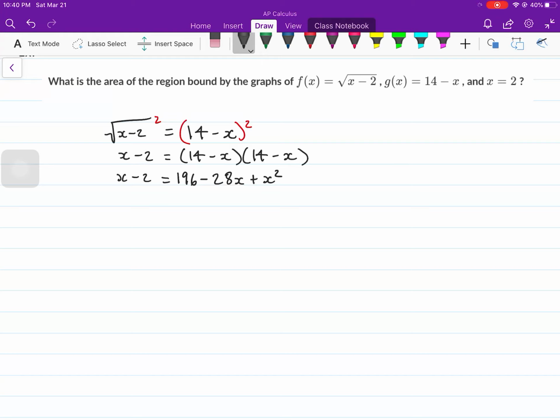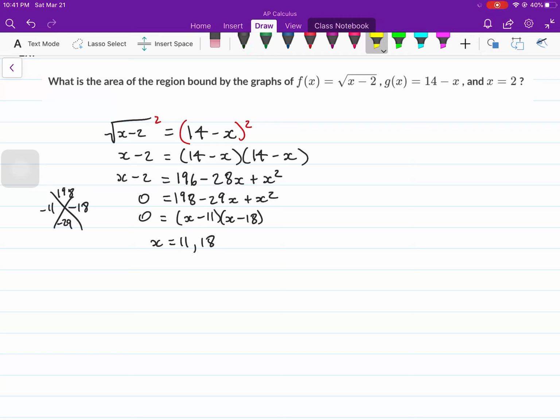And then since it's a quadratic, we're going to end up with up to two solutions. So let's move everything to one side, and we can either factor or use the quadratic formula. So what multiplies to 198 and adds to negative 29? That would be negative 11 and negative 18. Kind of crazy. Don't ask me how I know that. Honestly, I just plugged it into Desmos. So x equals 11 and 18.